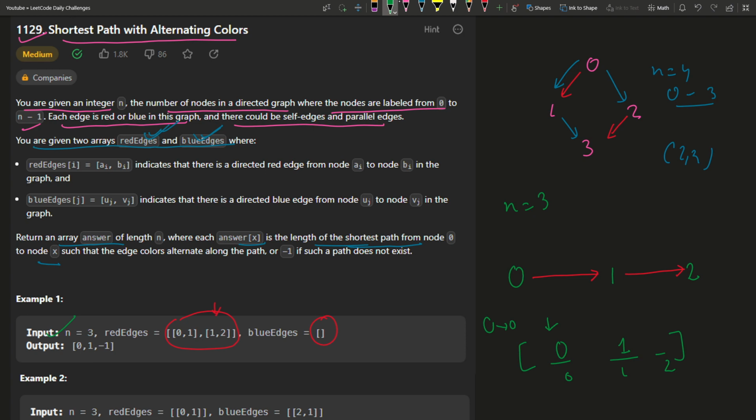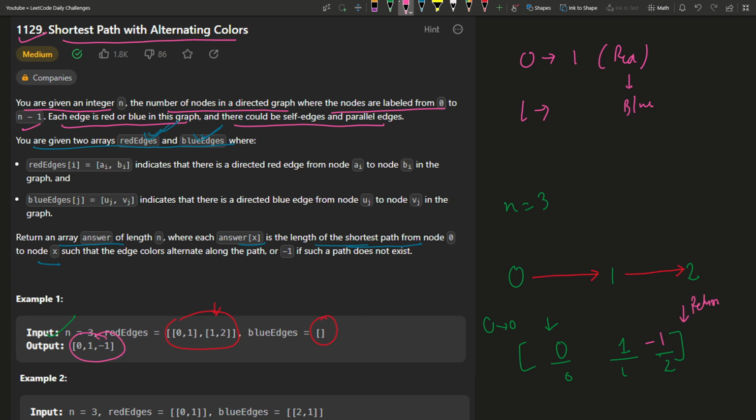Now we need to reach the second index from 0. Think about this, guys. We can take the first edge and reach from 0 to 1, right? We reached from 0 to 1 with the color red. We took a red edge. Next time I definitely need to take a blue edge. So I have to find an edge from 1 to 2 which is blue, but there is no edge with blue color. Definitely I can't go from 1 to 2, right? So we are going to put -1 here. After that, we return this array. You can see that in the output also we have 0, 1, and -1.